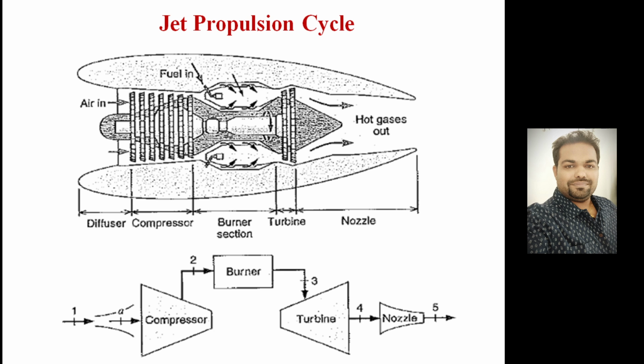After the partial expansion, basically it will expand into the nozzle. So the turbine will produce the sufficient mechanical work which is required to run the compressor. Clear? So this is the basic funda of the gas turbine cycle that we are using in the aircraft engine.